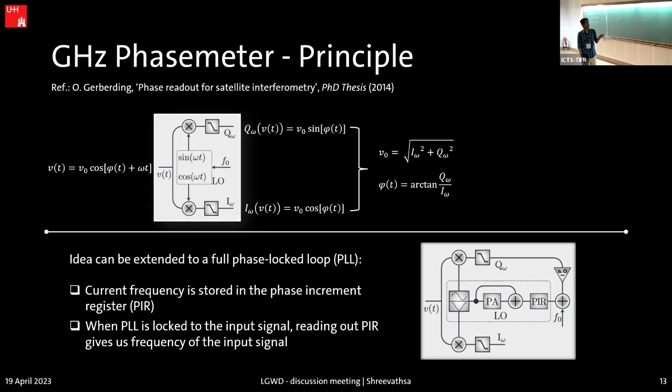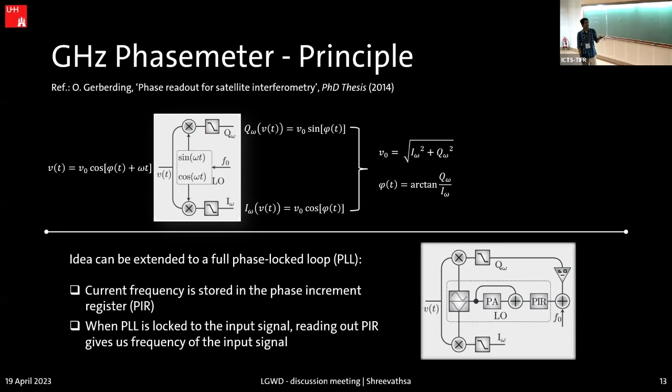If you run this scheme in a fully phase locked loop, where you use a servo PID controller or so, and try to keep the Q value at 0 by adding it to the initial value, then you can run this control loop, what we call a PLL, and basically this scheme tracks the frequency of the input signal. So the current frequency of the input signal is recorded in this phase increment register.